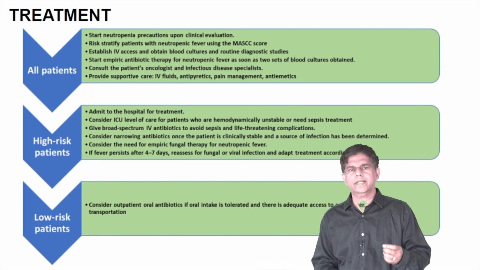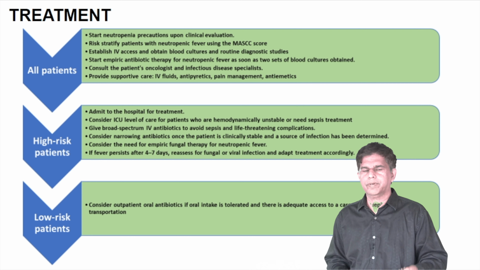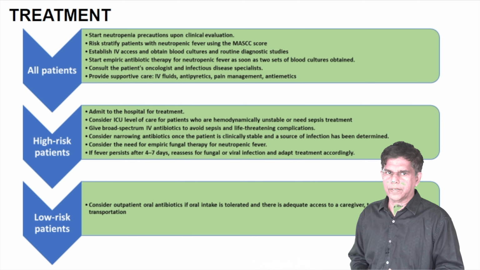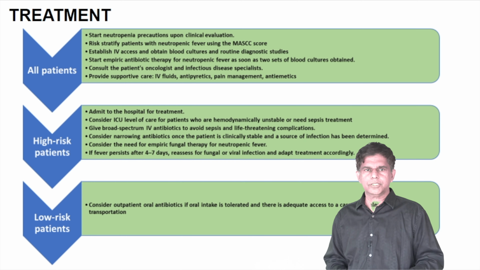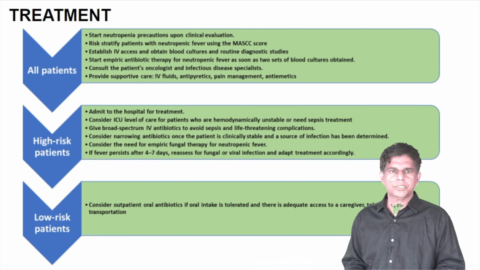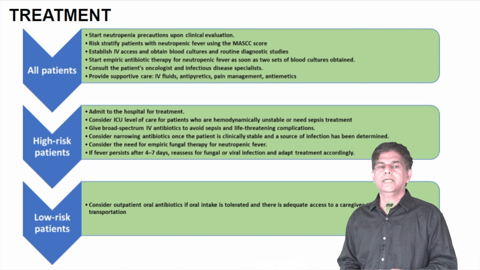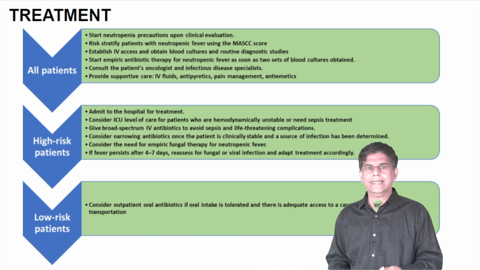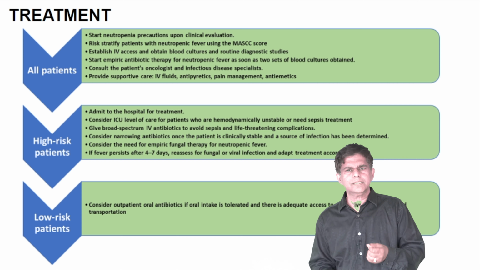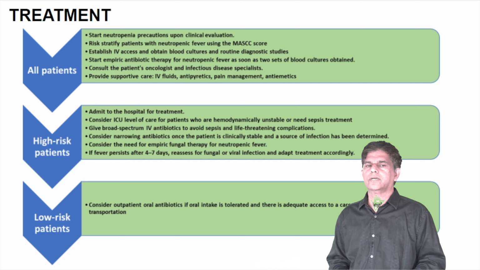It's very important. For all patients, start neutropenia precautions, risk stratification, establish IV, start empiric antibiotic therapy, consult oncology and ID specialists, and provide supportive care. For high risk patients, consider ICU and give broad spectrum antibiotics, then narrow the antibiotics once we have the results. Consider the need for empiric fungal therapy for neutropenic fevers. If the fever persists more than 4-7 days, reassess for fungal or viral infection. For low risk patients, based on the MASCC score, you can do oral antibiotics with close monitoring.